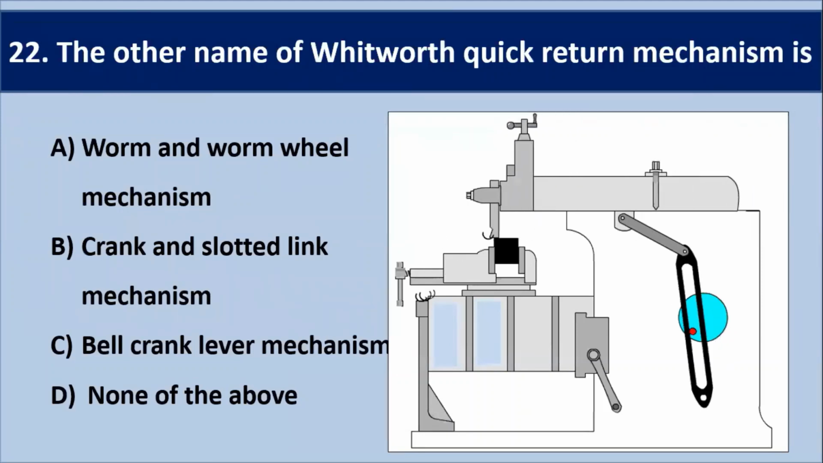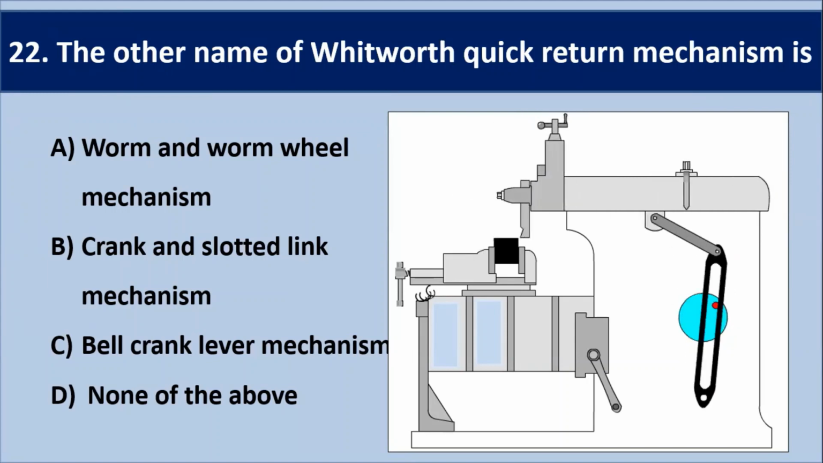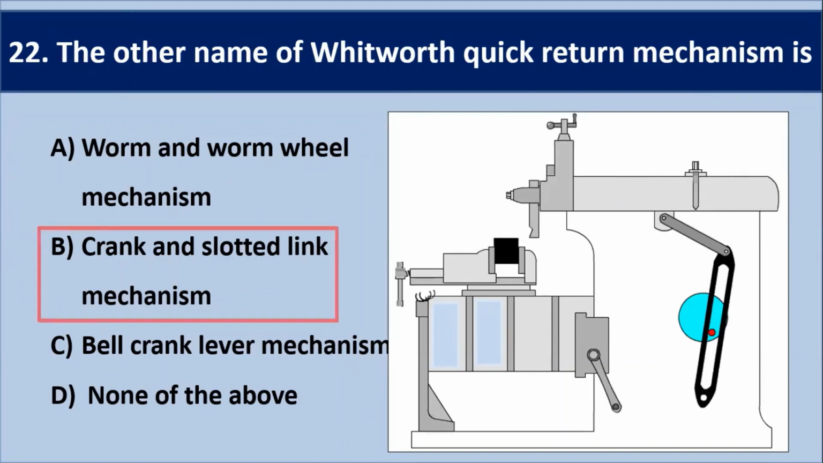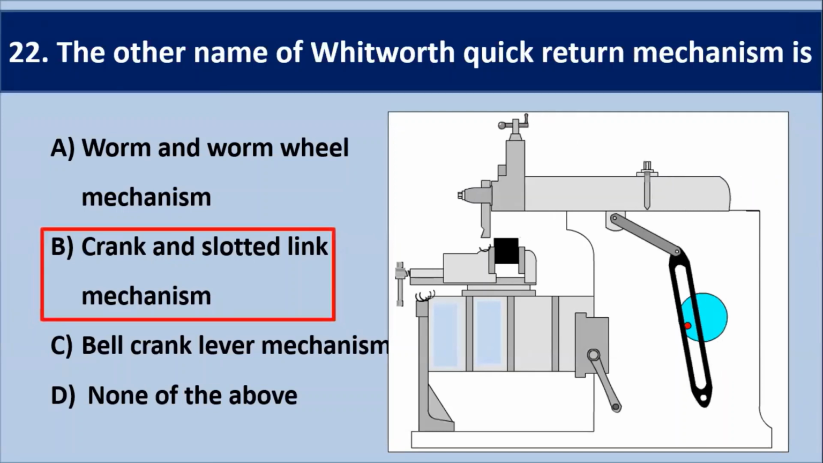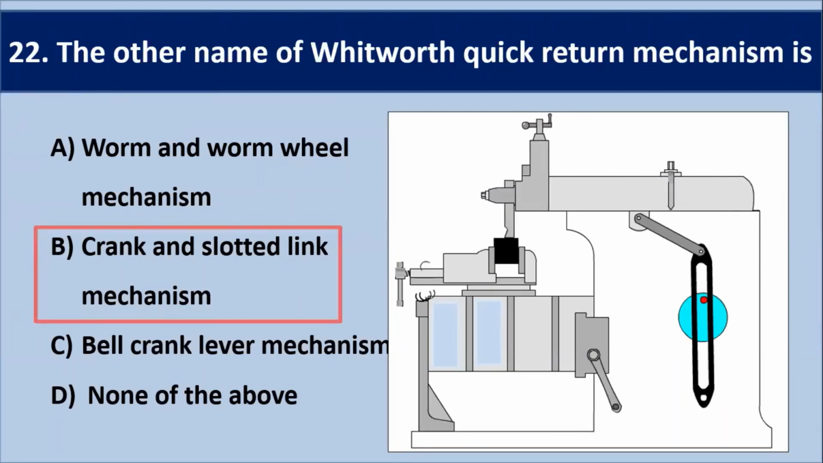Next is, the other name of a Whitworth quick return mechanism is, our answer is the crank and slotted link mechanism. So the other name of the Whitworth quick return mechanism is also called a crank and slotted link mechanism. So your answer is B.